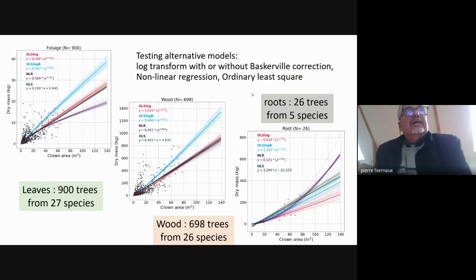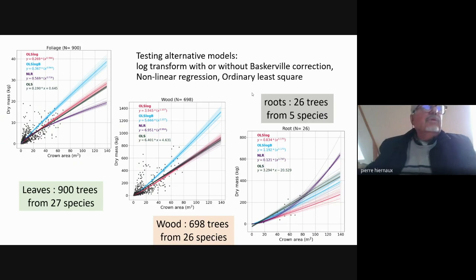Then we tried alternative models. The log transform was one. We tried to see if the Baskerville correction, which is advertised for this type of log transform, improved the relation or not. Then Ankit tried the nonlinear regression, and we also had the ordinary least squares. For the colors, the plain log is in red, the Baskerville correction is in blue, the purple is the nonlinear regression, and the darker green is the ordinary least squares.